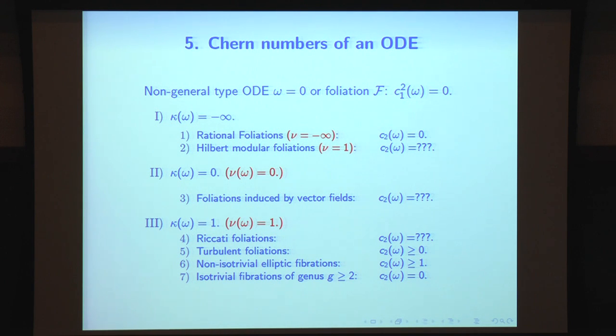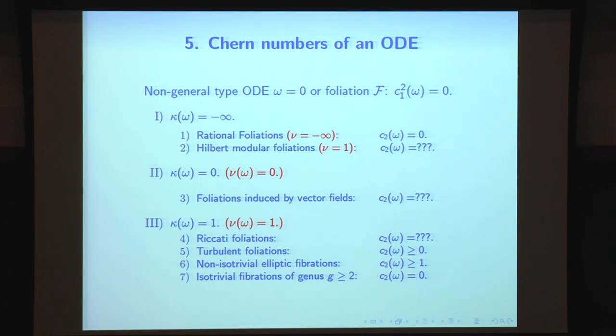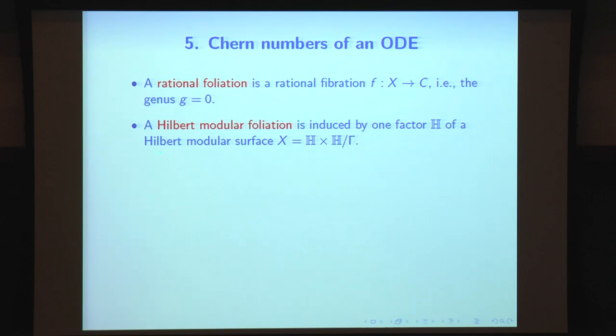Okay, I will explain the special foliations. A rational foliation is just a fibration. The genus of the fiber is 0, a P1 fibration. So this is the case, due to Miyaoka. What is the Hilbert modular foliation? This means the foliation is induced by a factor H of a Hilbert modular surface. The Hilbert modular surface is H cross H modulo a modular group. And one factor induces a family of holomorphic curves on H cross H. In the quotient, it gets a family of local holomorphic curves on the Hilbert modular surface. So every factor induces a family of foliations.